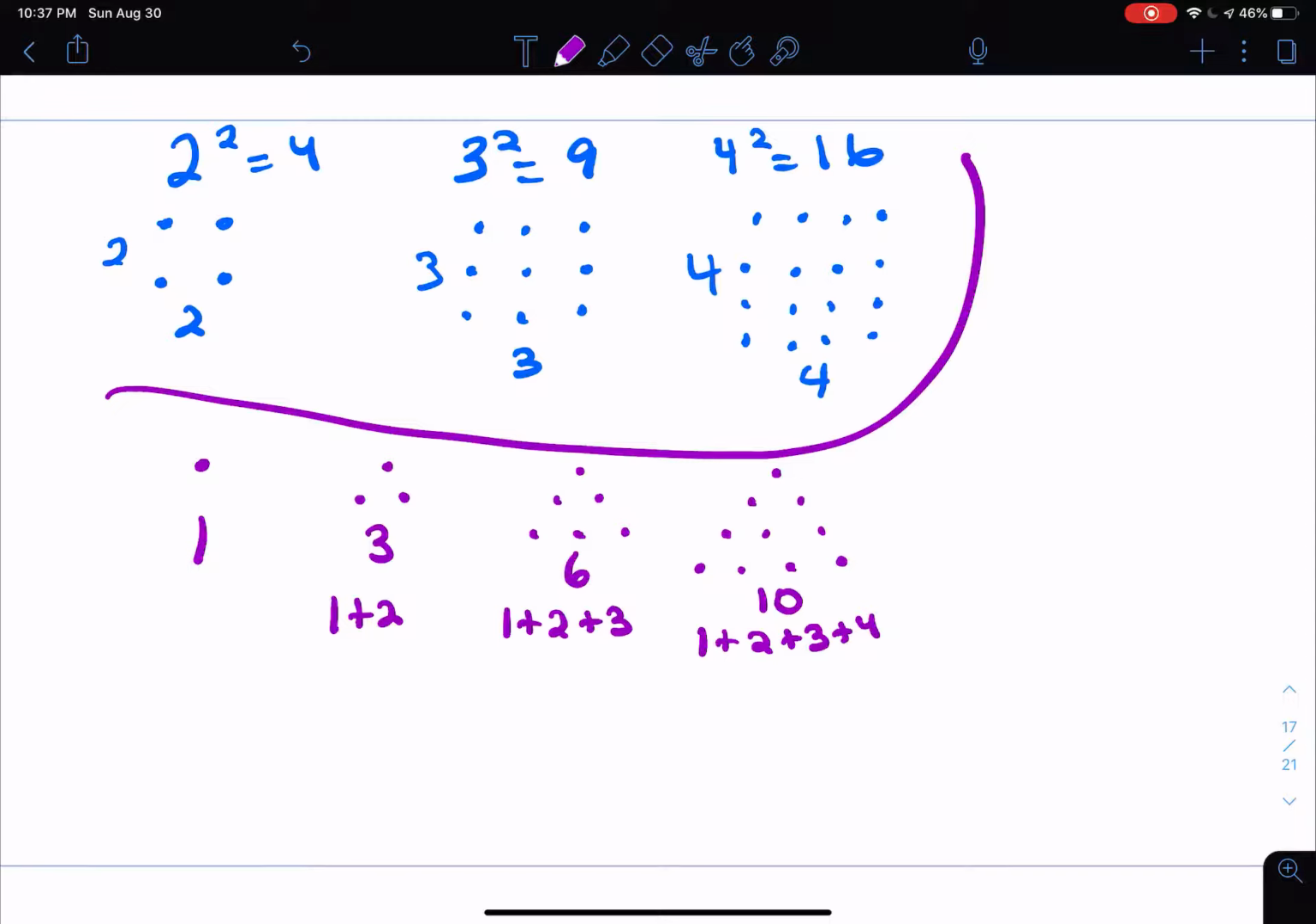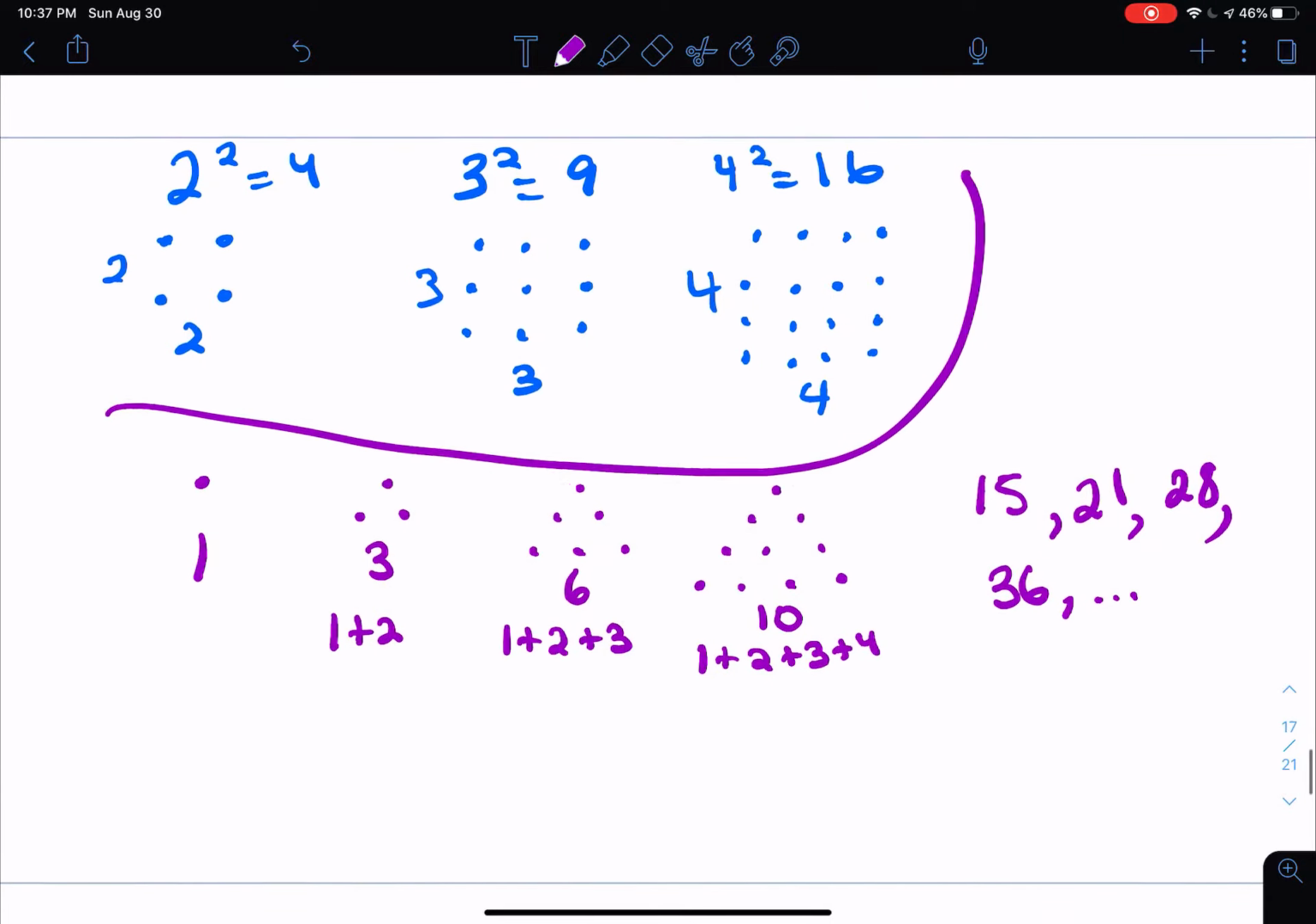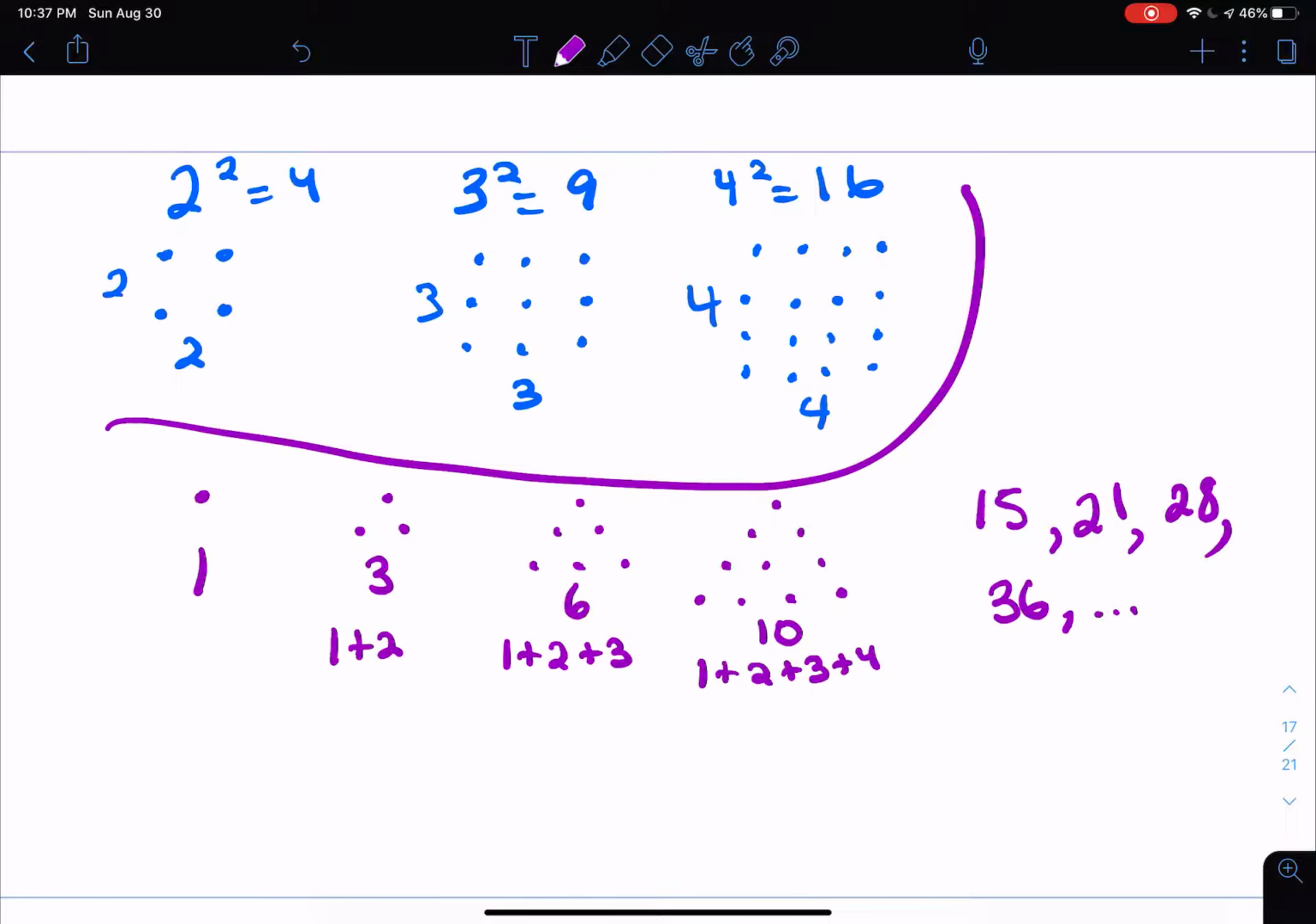So for the next triangular number, you add 5 and get 15. Next triangular number, you add 6 and get 21. Next, you add 7 and get 28. Next, you add 8 and get 36. And so on. All of these triangular numbers you can draw with dots in a triangular shape. So that's what's kind of cool about them. Now, what if you were asked about the 100th triangular number?